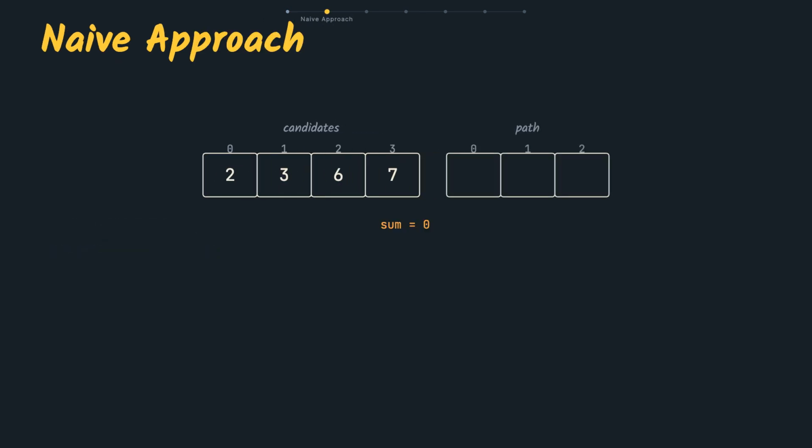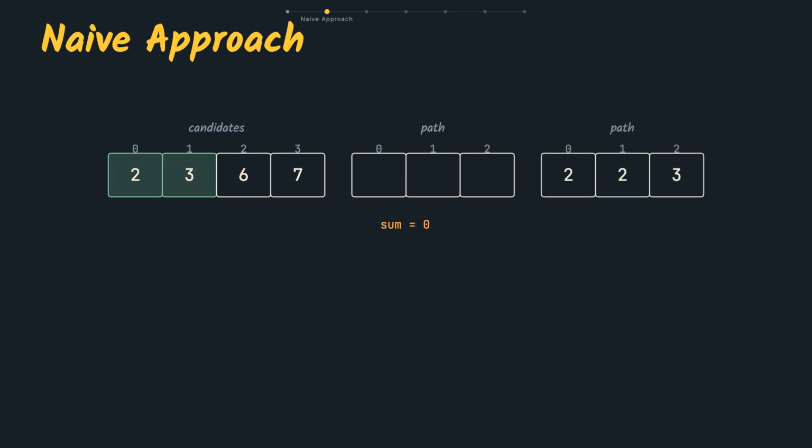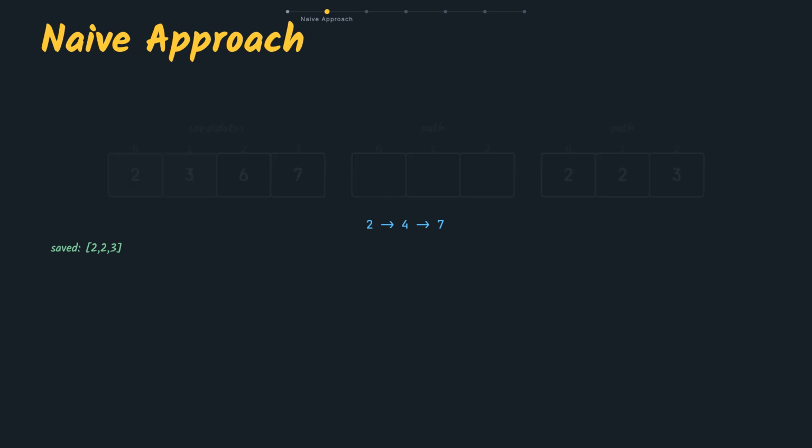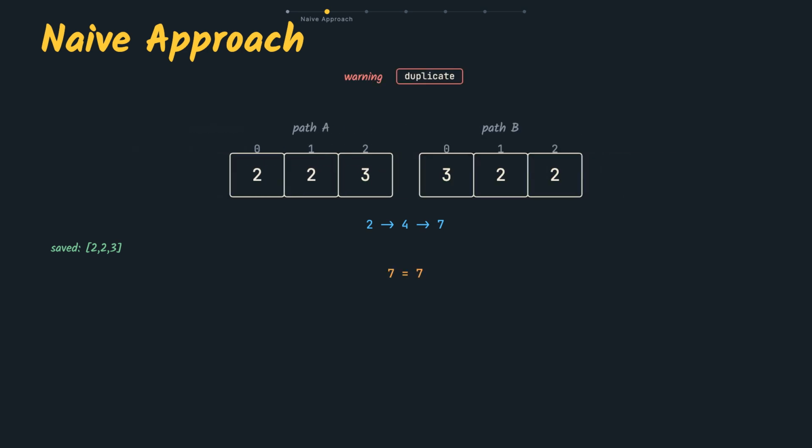Maybe keep adding numbers until you hit 7, and back up when you go too far. Try the obvious path. Pick 2, then another 2, then maybe 3. That works, so we save that combination. But now what? If we also try 3 then 2 then 2, that is the same combination in a different order.